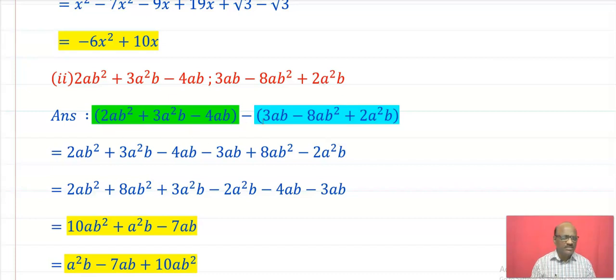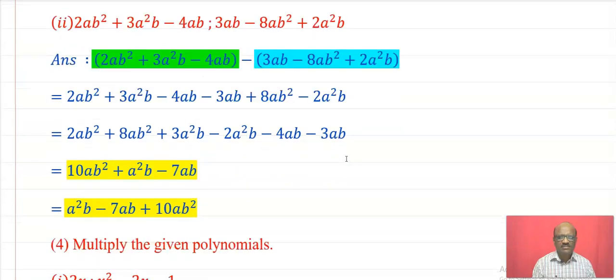If there is a minus sign outside the bracket, what happens to the sign inside? It changes. Whenever there is a minus sign outside the bracket, the sign of the interior terms of that bracket will be changed. Now first is 2ab square plus 3a square b minus 4ab. Now the sign will change for the 3ab. It will become minus 3ab plus 8ab square. The signs will change now. Minus 2a square b. And in this way.